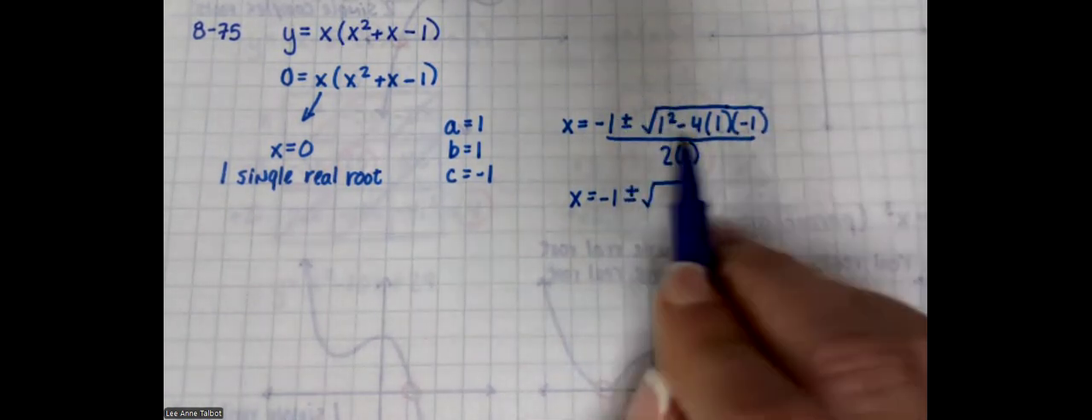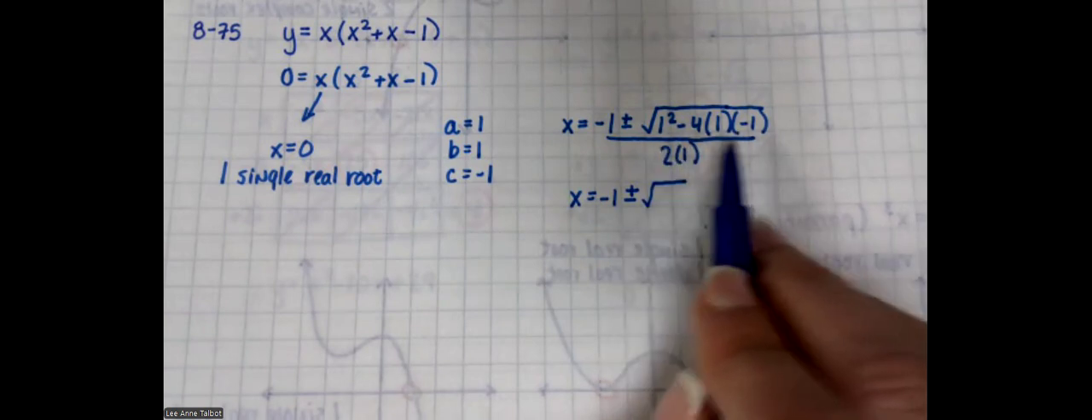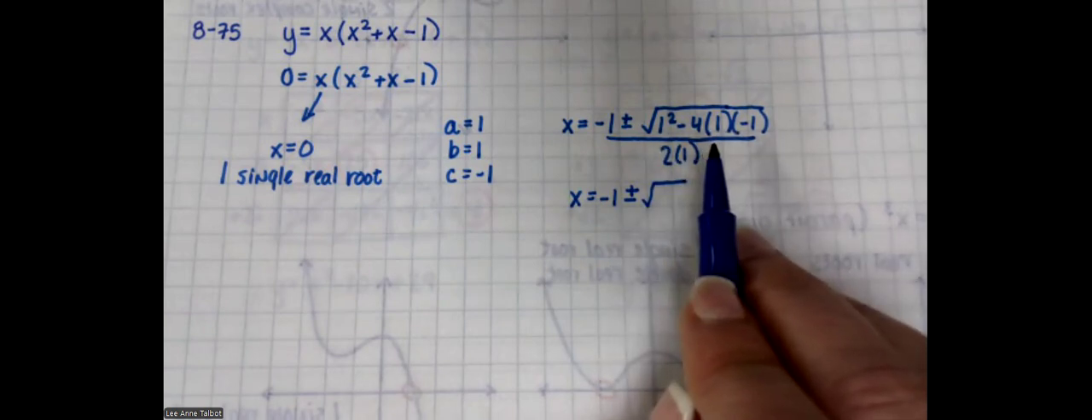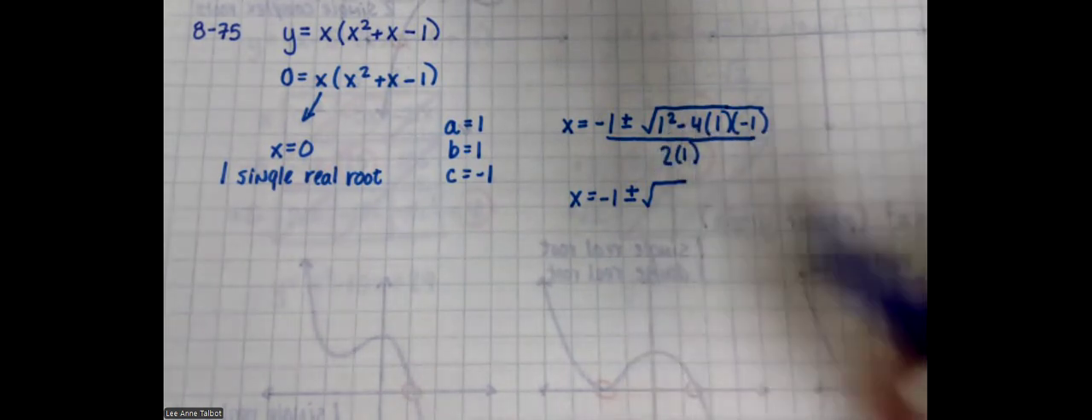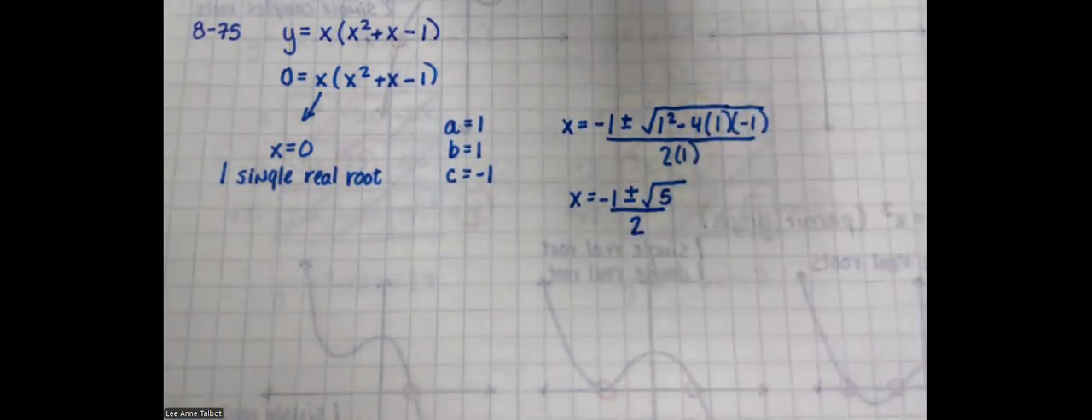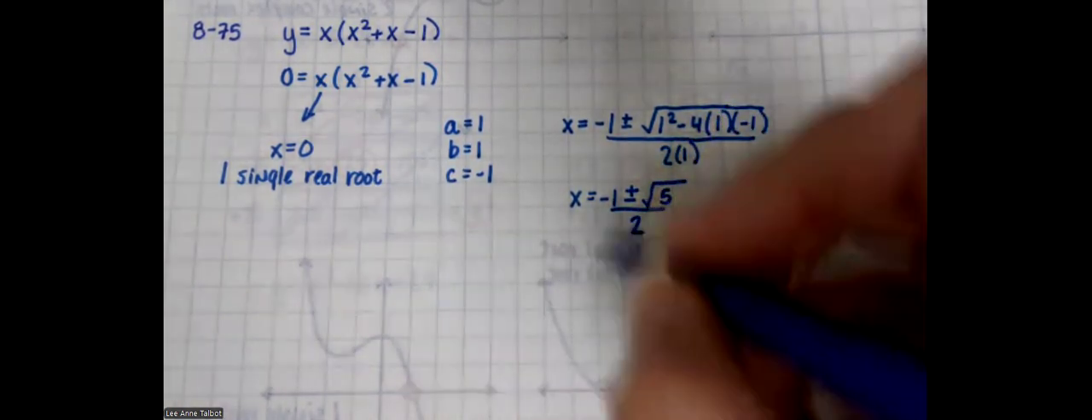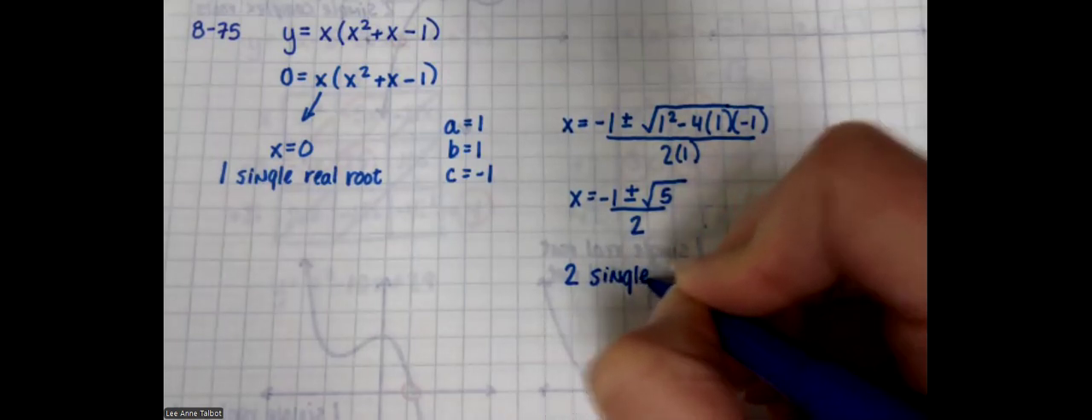Okay, what's the value of this mental math wise? 5. This is 1, and then this becomes plus 4. So 1 plus 4 is 5 over 2. Okay, so I know I have a plus or minus, so that gives me 2 single.